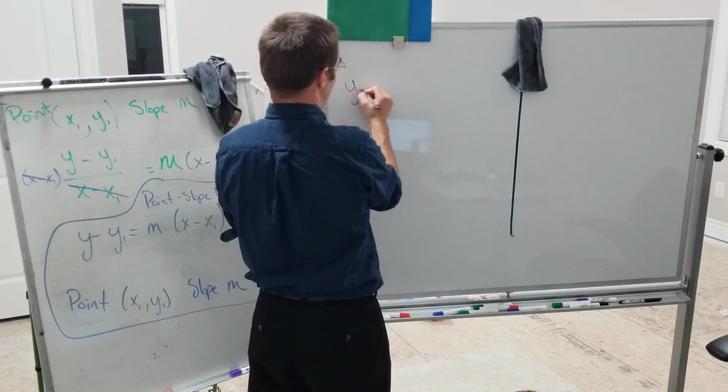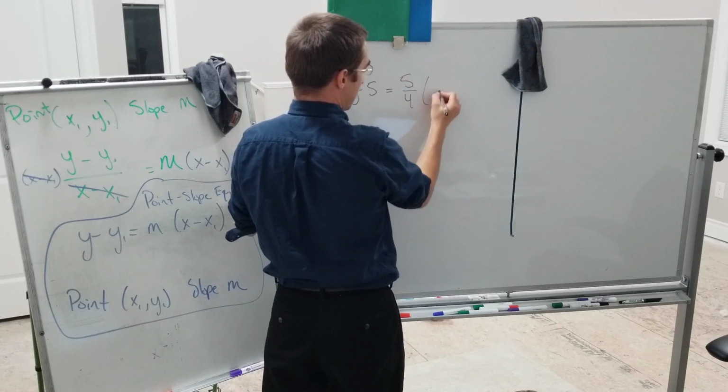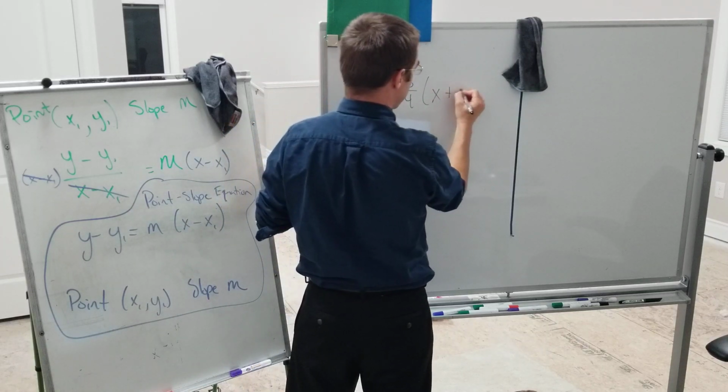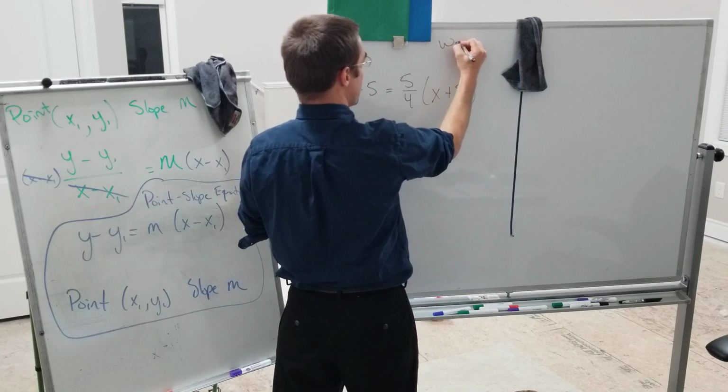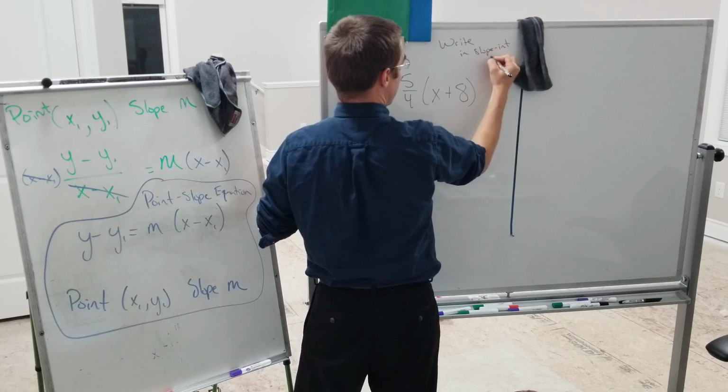So let's say we have y minus 5 equals 5/4 times x plus 8. We want to write this in slope-intercept form.